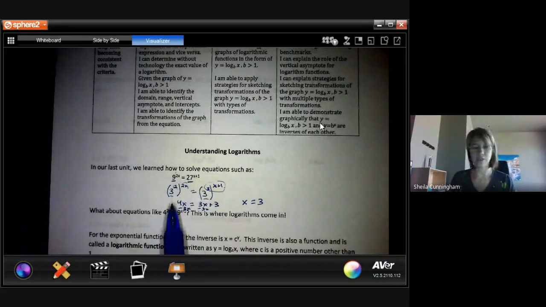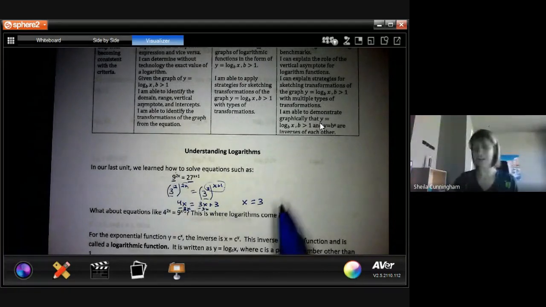So that's the beauty of when we have exponents and setting up an equation like this. As long as we can get bases that are the same, we can find out what that variable is.